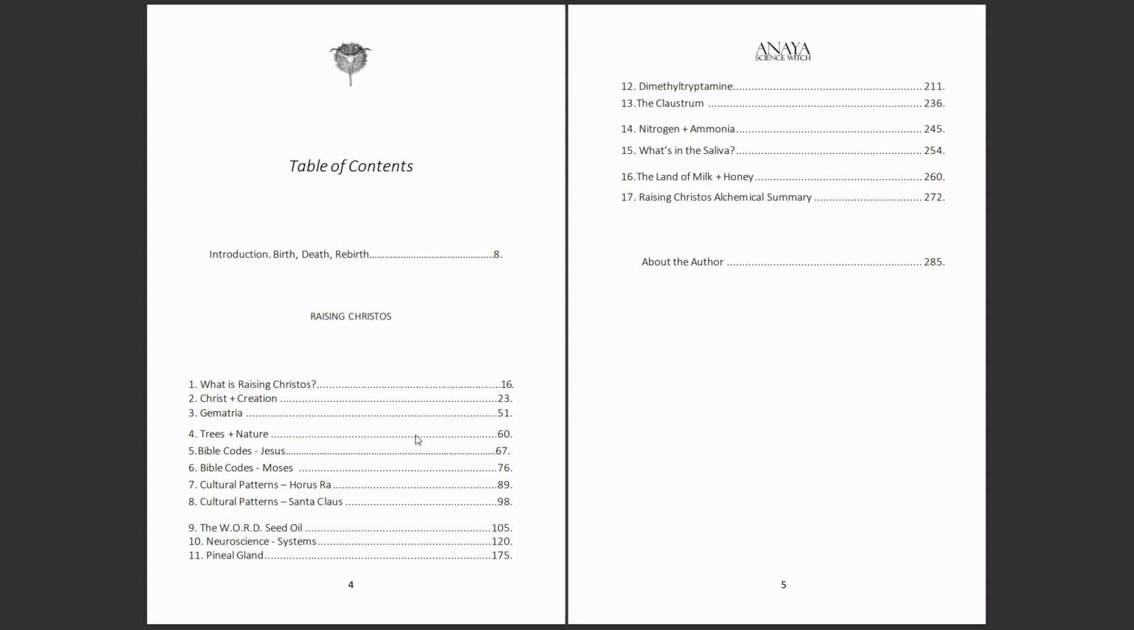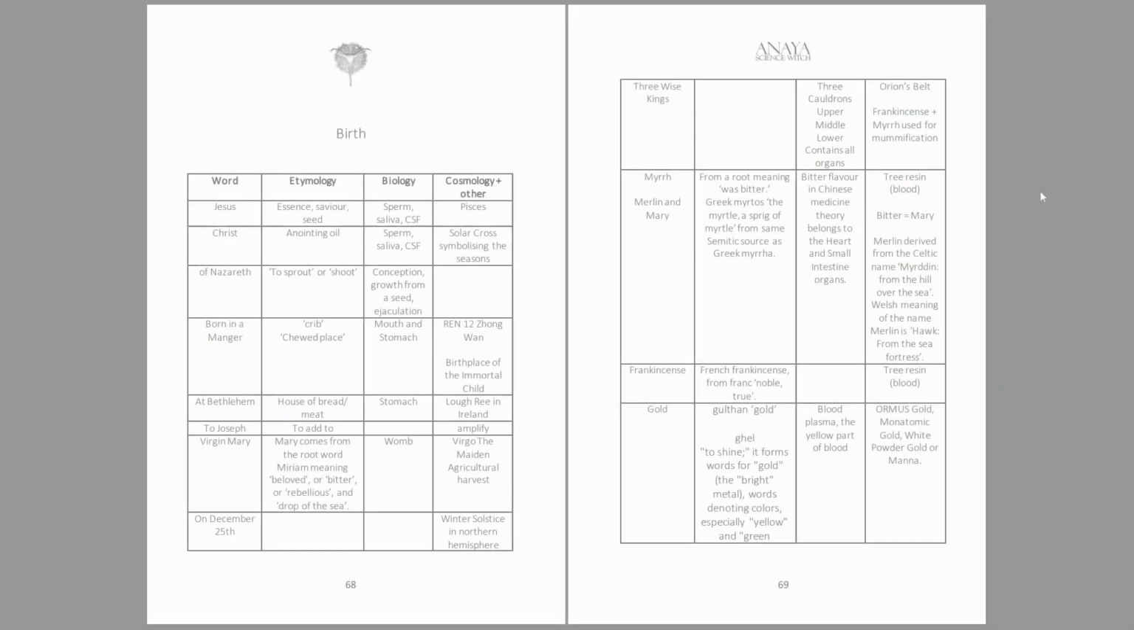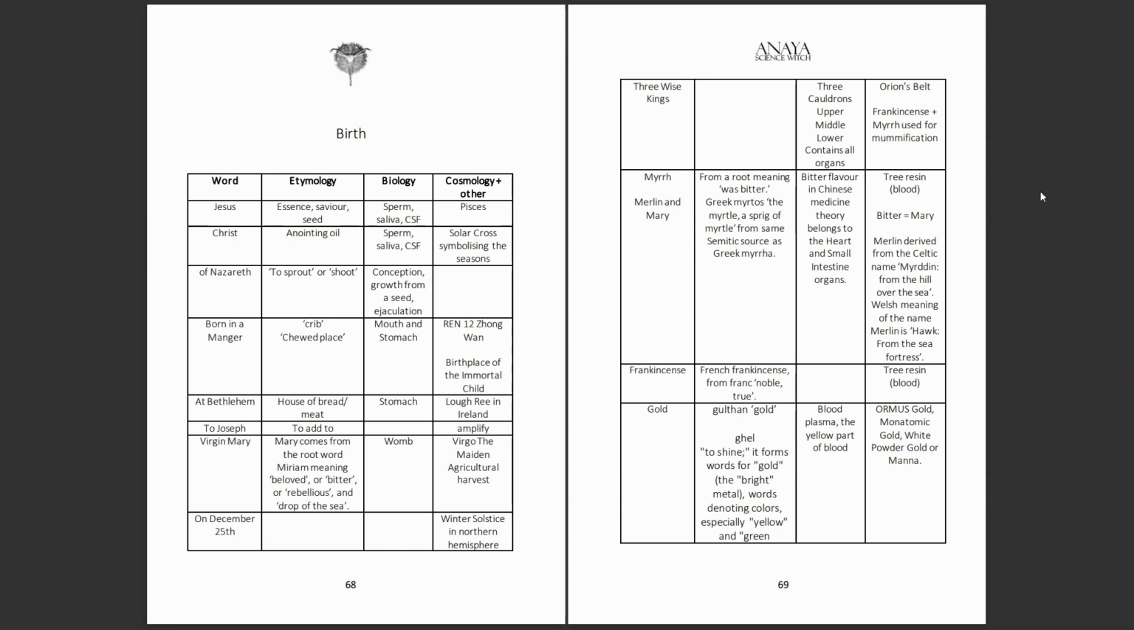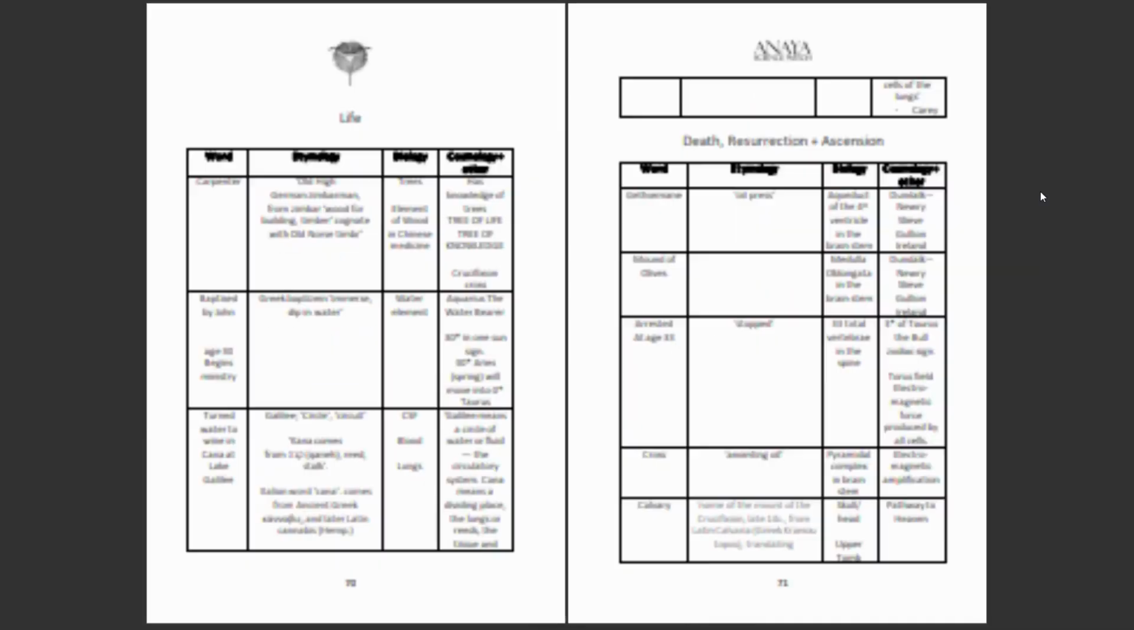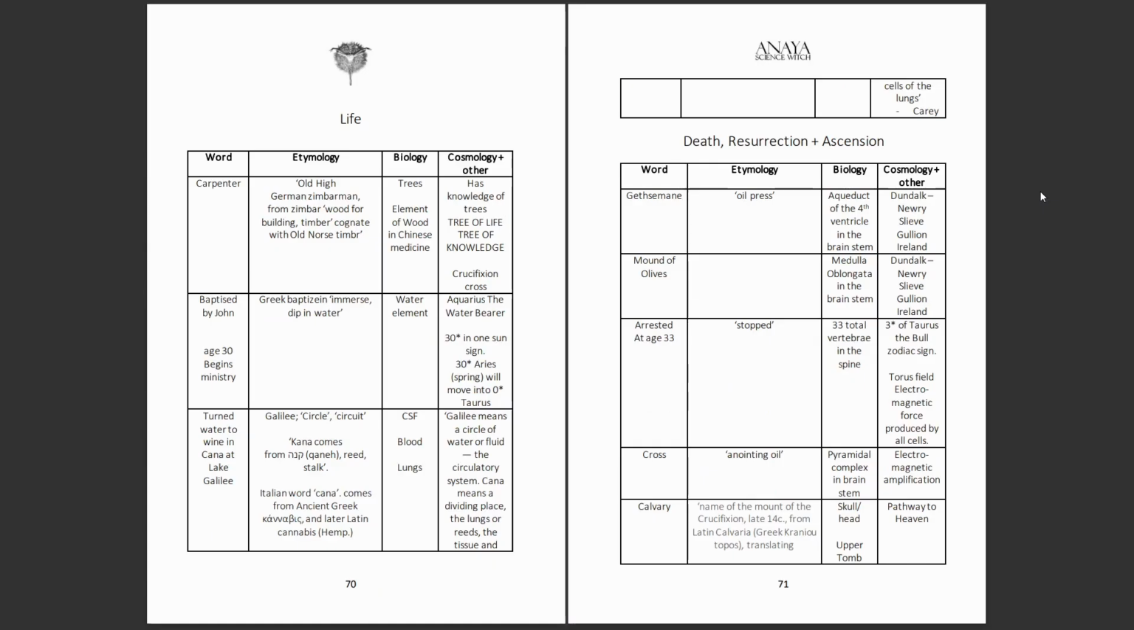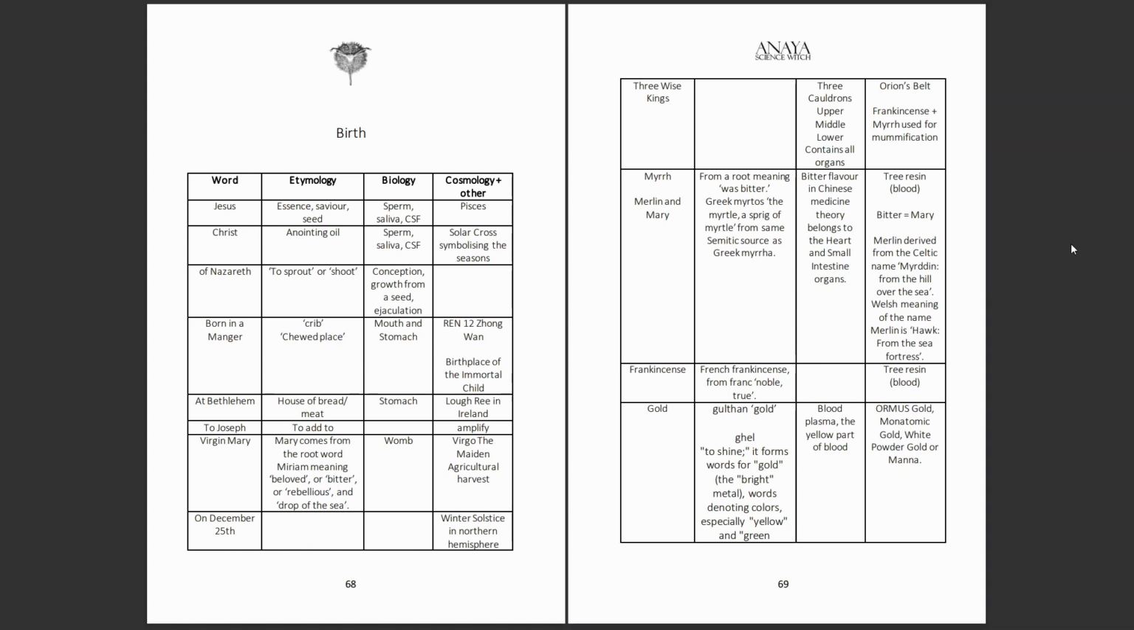Okay, the next bit, this is what I'm going to show you. This is cool, the Jesus Bible codes. Here I've divided Jesus up into birth and life and death and resurrection and ascension. So it's got quite a lot of key words to go through. As I said before, Jesus Christ of Nazareth was born in a manger at Bethlehem to Joseph and the Virgin Mary on December 25th.